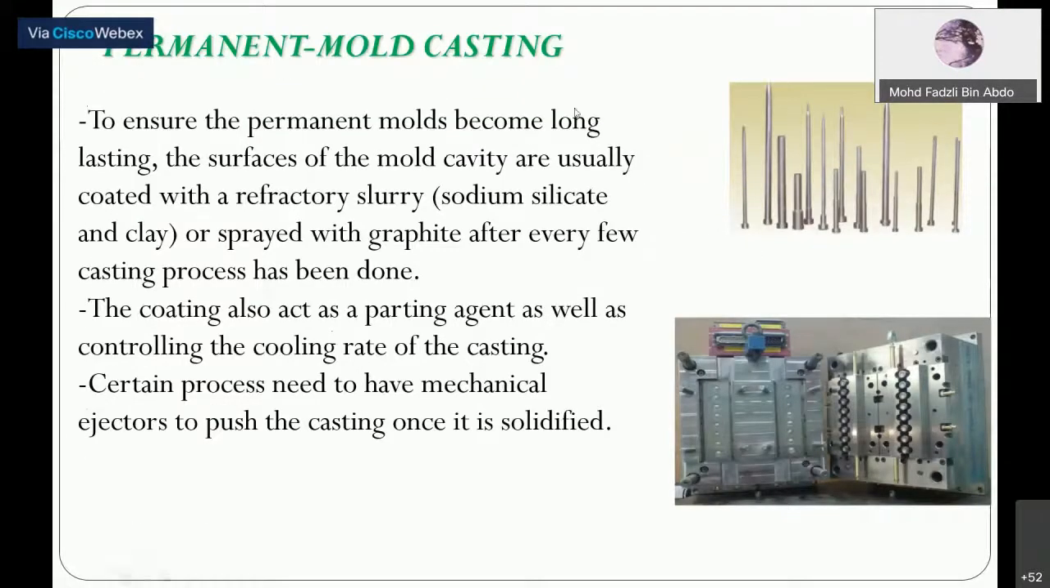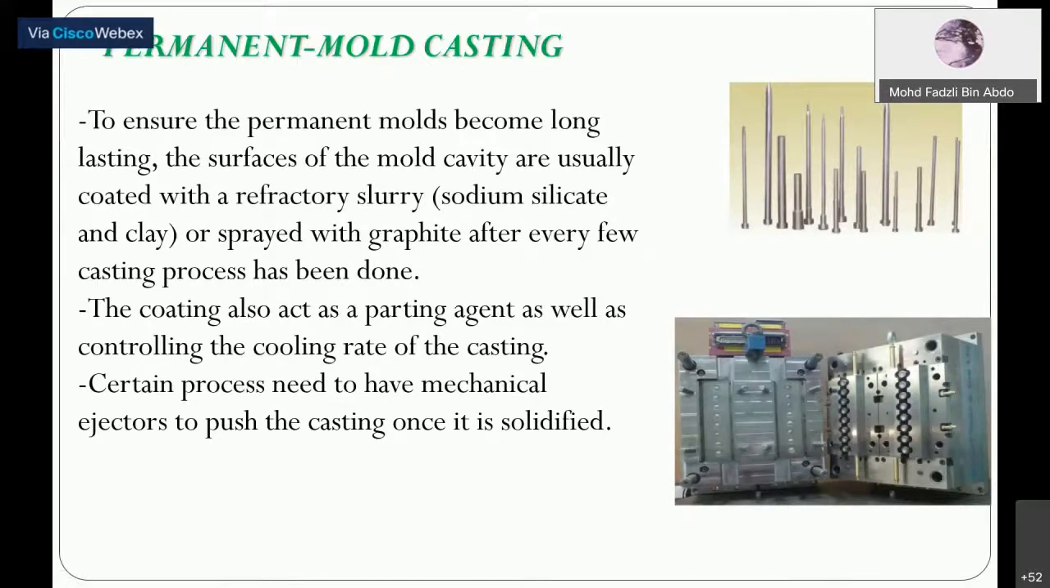Okay, to ensure the permanent mold become long-lasting, the surface of the mold cavity are usually coated with refractory slurry, sodium silicate, and clay. Okay, and then or spray with graphite after every few casting process has been done. The coating also act as a parting agent as well as controlling the cooling rate of the casting. Certain process need to have mechanical injectors to push the casting once it is solidified.